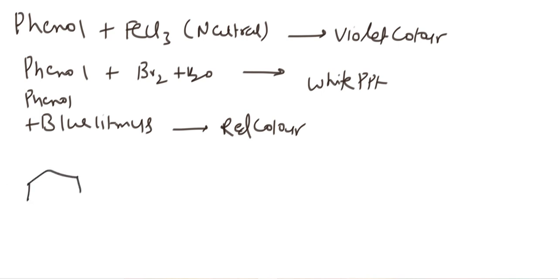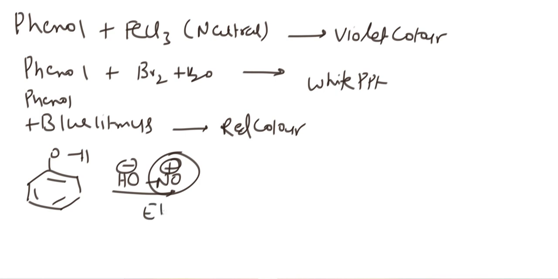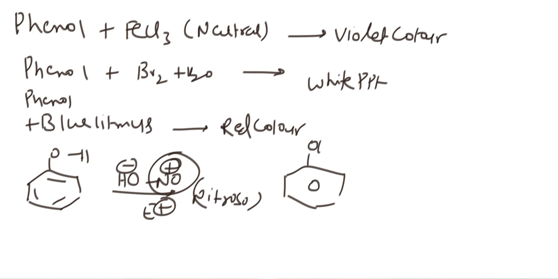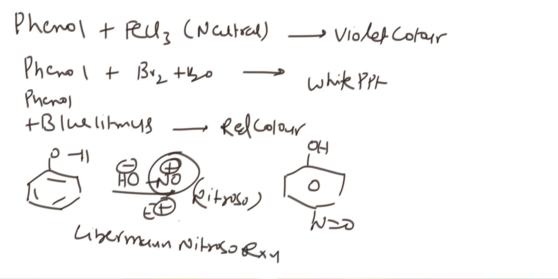Most important, I will tell one more reaction. This is phenol treated with HNO2, that is OH minus and NO plus. Here you know already the electrophile is generated. What is that electrophile? A nitroso. So the nitroso is connected to the ring, ortho and para to OH. This is called the Liebermann nitroso reaction.